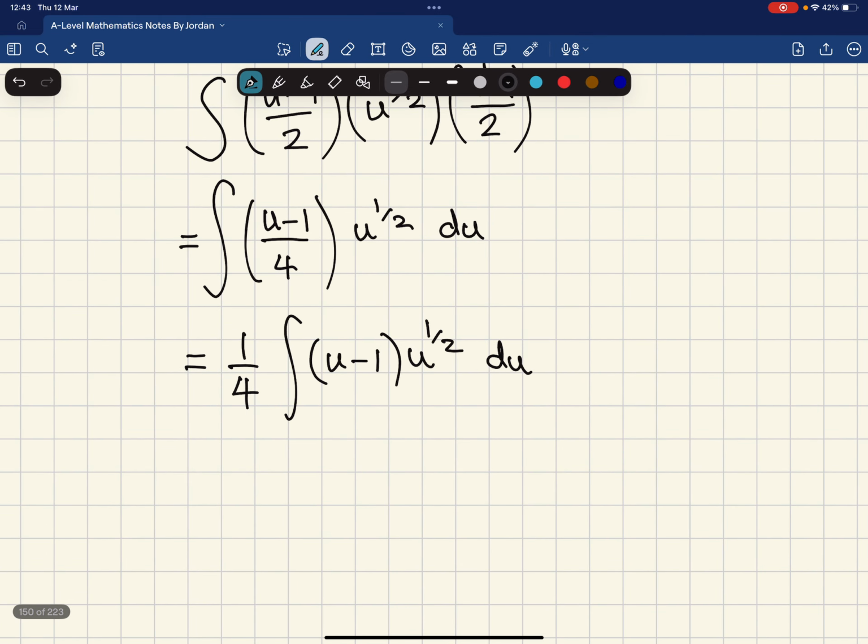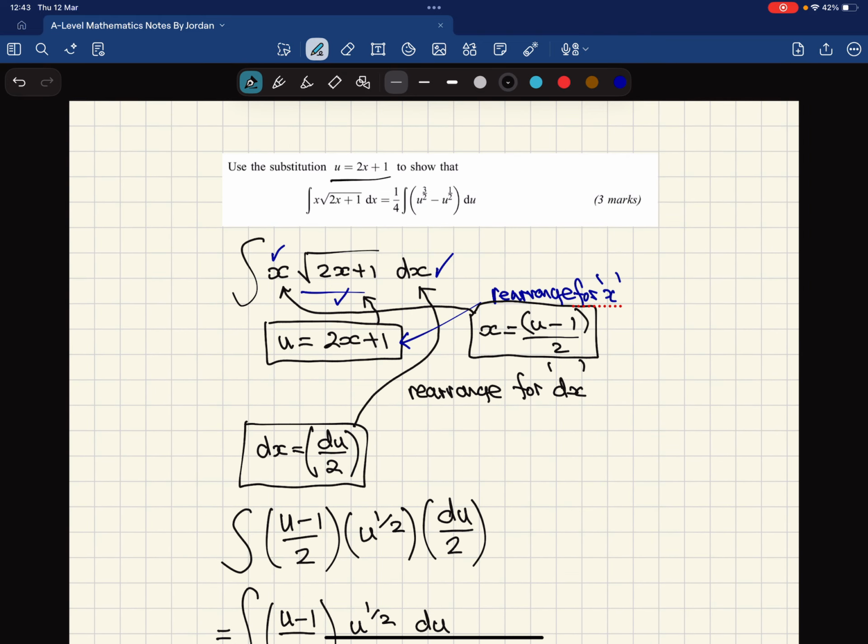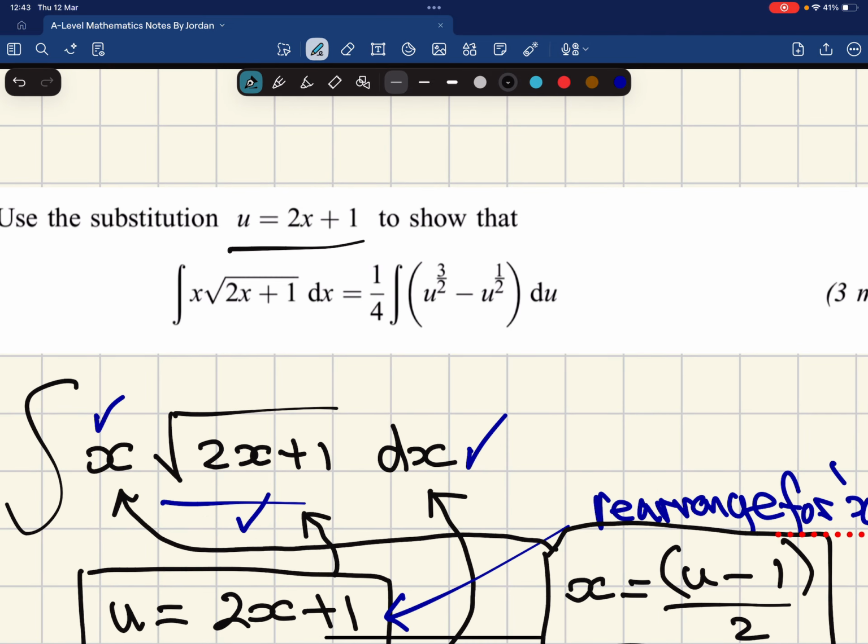Okay. Then what we can do is multiply out this part here in the integral. So u times u to the power of 1/2. Remember in our power rules here, there's actually a power 1 there. So if we add the powers, since we have the same base, that will give us u to the power of 3/2 for that one. And then just times in this minus 1 by u to the 1/2 gives us minus u to the 1/2 du. And what you should see is that that is exactly what they asked for in the show that.